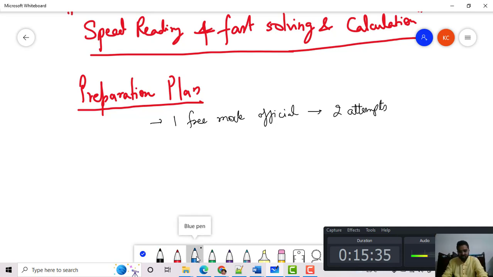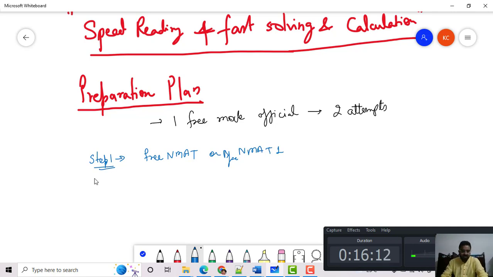So first thing which I will suggest is, step one, so either you write this particular free mock, free NMAT mock, ठीक है, और आप B Factory का NMAT mock लिखिए. So we'll give you a couple of mock tests. तो इससे you'll get an idea किस type के questions आते हैं. Step two.